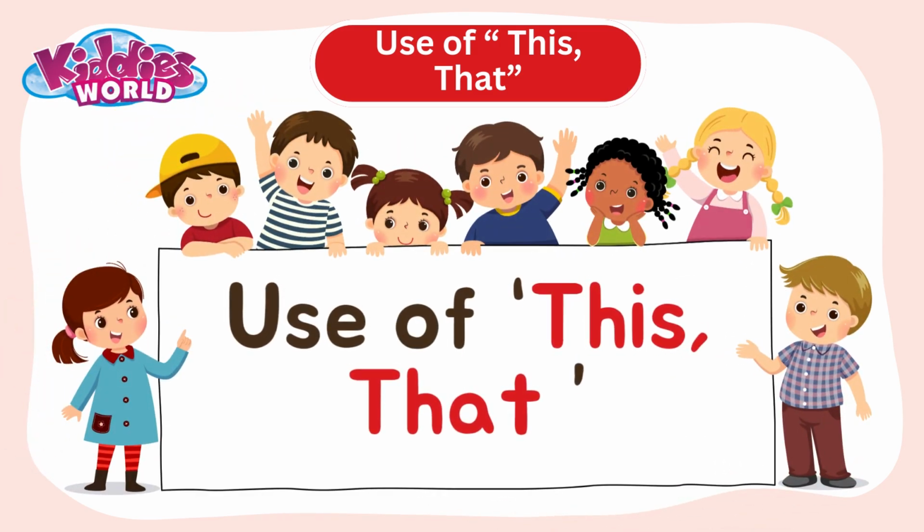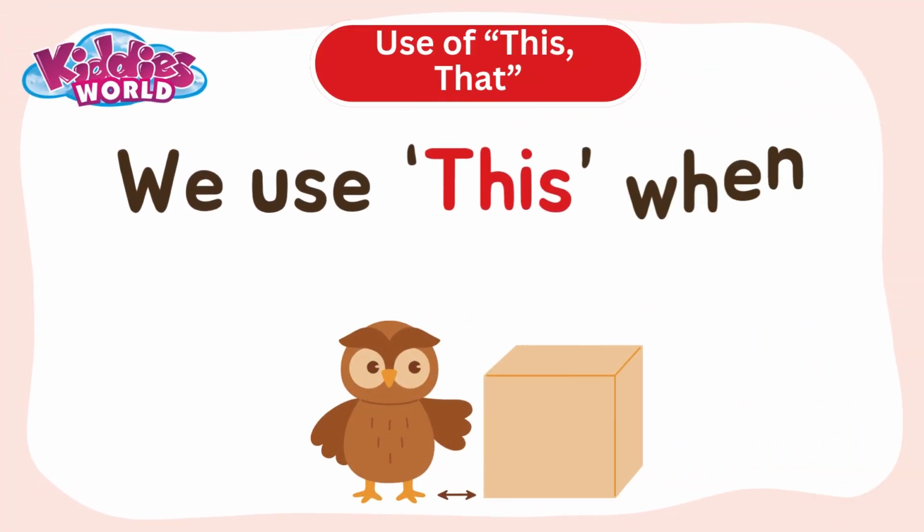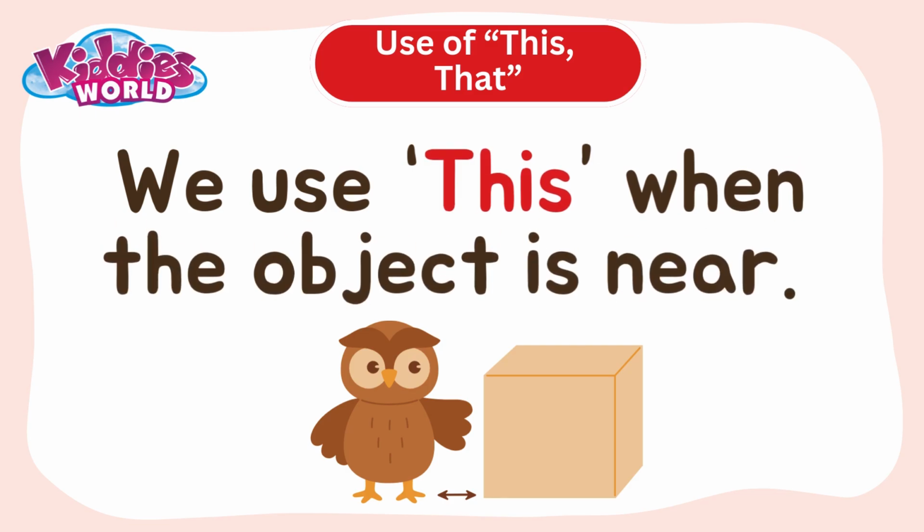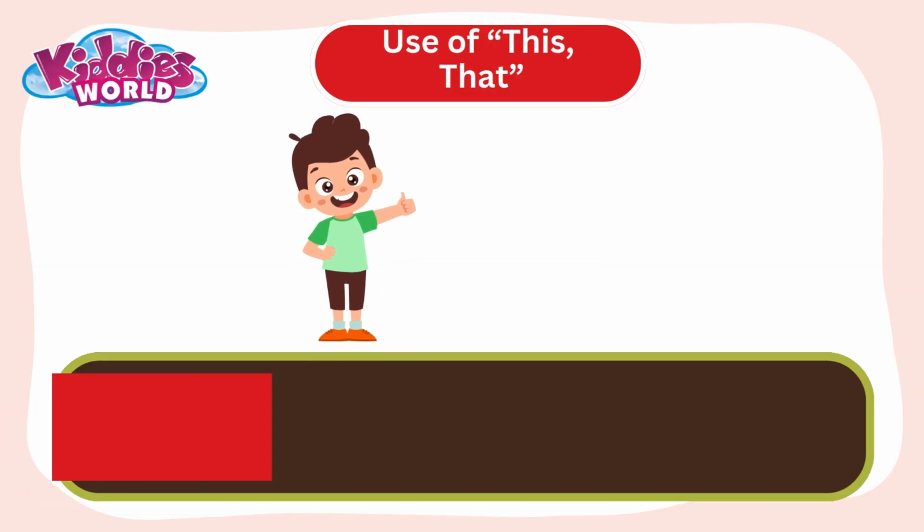We're going to learn how to use this and that in sentences. It's easy and fun, so let's get started. We use this when the object is near. Let's see some examples. Look at this cat. This is a cat.